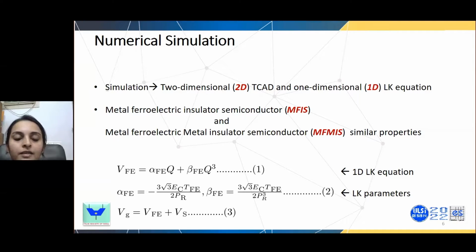Then we can write the gate voltage in terms of the voltage drop across the two layers. That is VFE plus VS. VS is the voltage drop across the semiconductor, or we can say it is the interface potential. So as I told you, VFE will be negative. So if you provide a 1 volt gate voltage, the input to the semiconductor will be greater than 1. That means there is a voltage amplification, even in the absence of an amplifier. With just a Fe layer, in its NC domain, you'll be getting a voltage amplification.